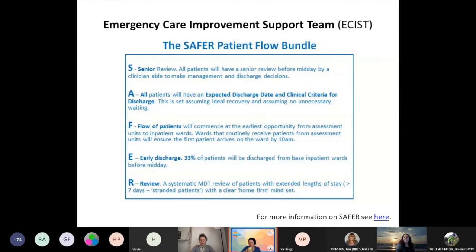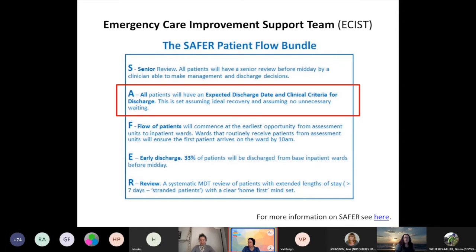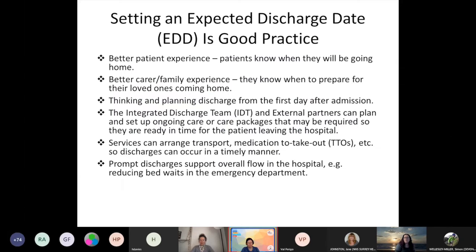So this is going back a while, but ECIST, the Emergency Care Improvement Support Team, came up with a safer patient flow bundle, and I'm going to talk about one particular part of this, which is that all patients should have an expected discharge date and clinical criteria for discharge, and this should be set assuming ideal recovery and assuming that no unnecessary waiting happens for these patients. More specifically, I'm going to talk about the expected discharge date, hence my reference to prophecy.